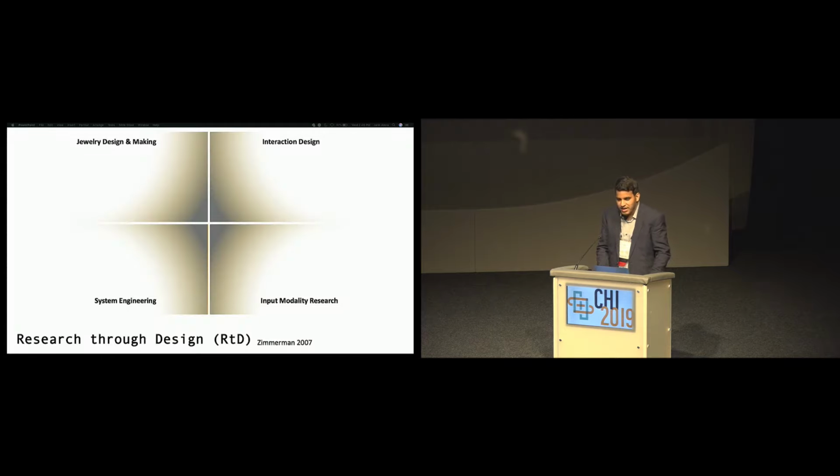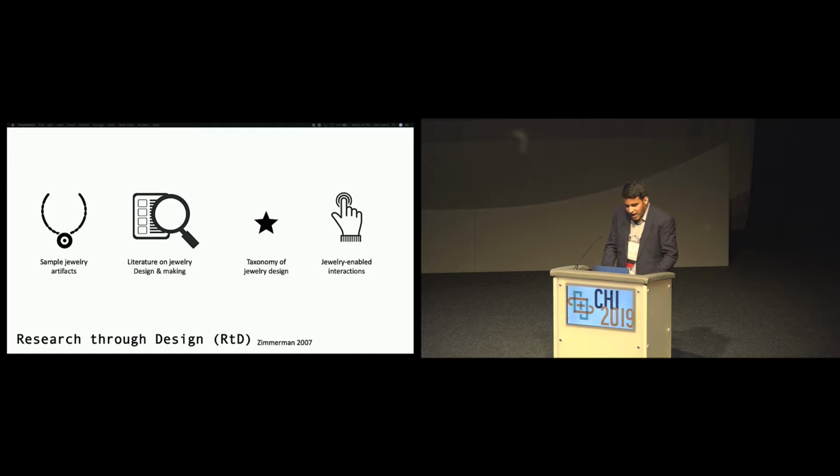So now we come to our research methodology. We argue that the knowledge required to design input interaction with jewelry is segregated in 4 different disciplines: jewelry design and making, interaction design, system engineering, and input modality research. And we as interaction designers adopt the research through design procedure popularized by Zimmerman et al. to combine or synthesize the knowledge in these 4 disciplines to solve this problem.